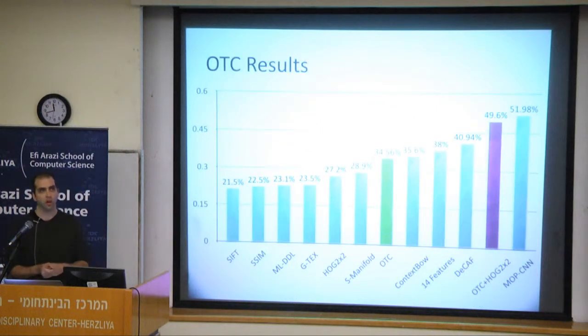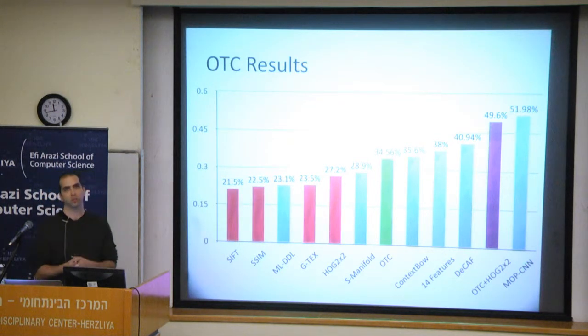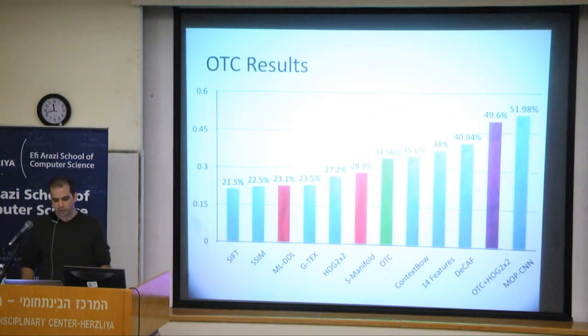And here you can see the results. In green, you can see the exact framework I described earlier using our OTC descriptor. And you can first note that we outperform previous descriptors using the same framework. Furthermore, you can see that we even outperform more complex algorithms that use hierarchical-based learning and incorporate semantic context.